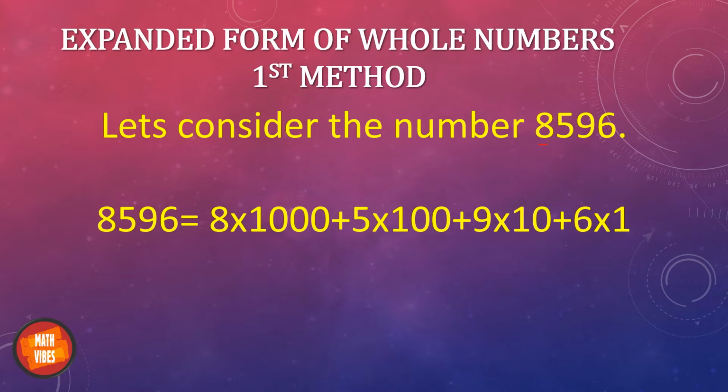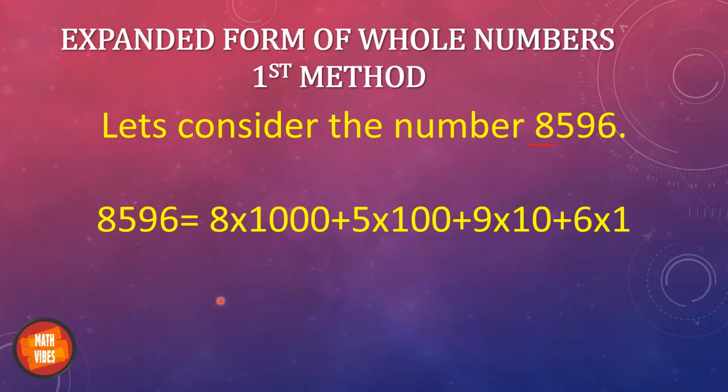See, if you take this number 8, then after 8, how many digits are there? 1, 2, 3. After 8 there are 3 digits. So we will add 1 with 3 zeros, which is 1000. So 8 into 1000.